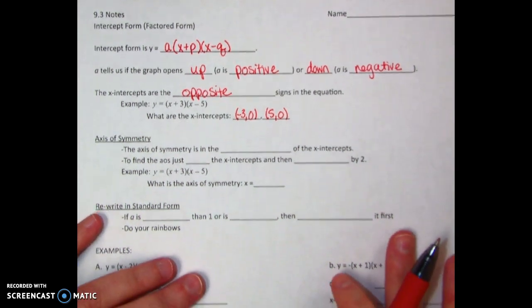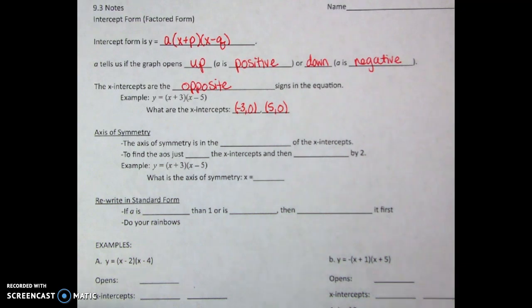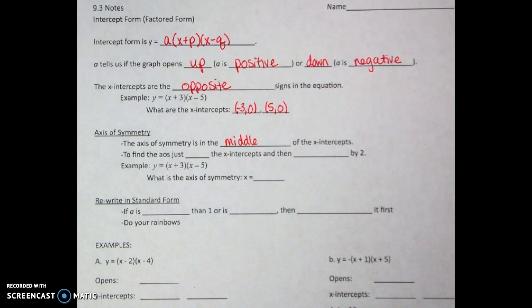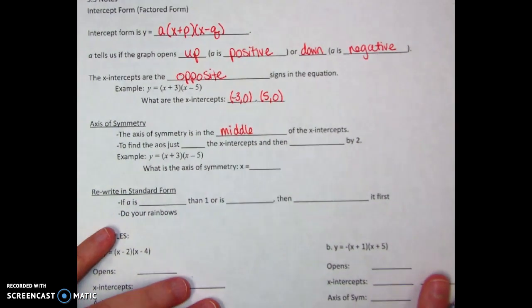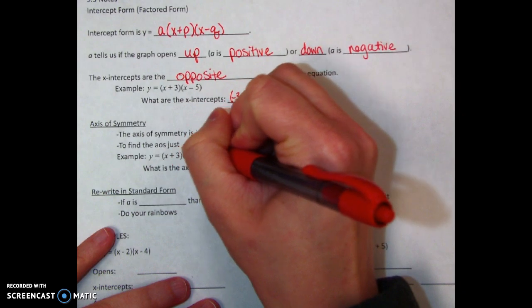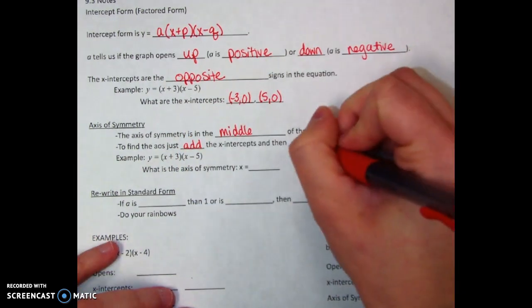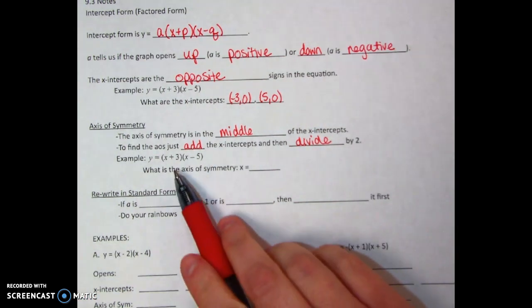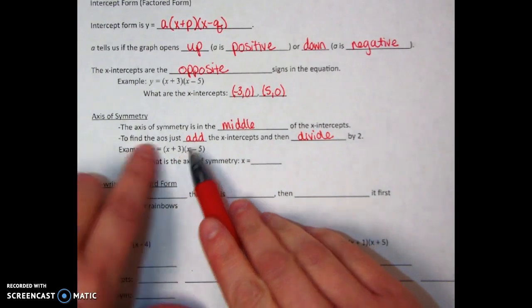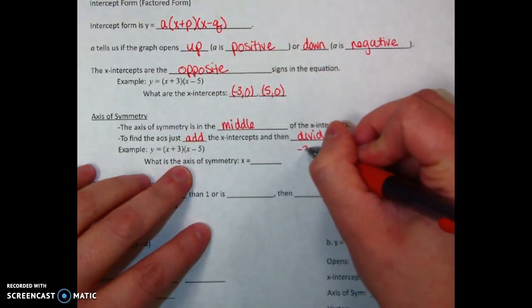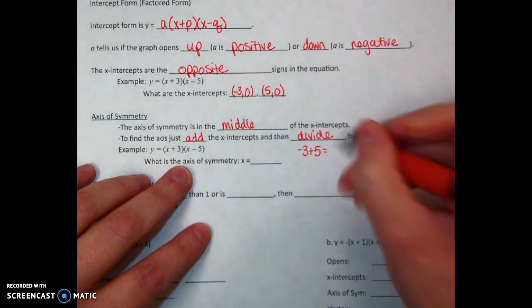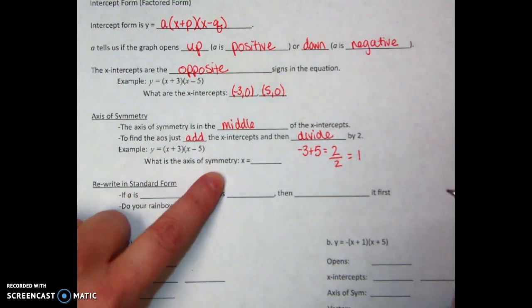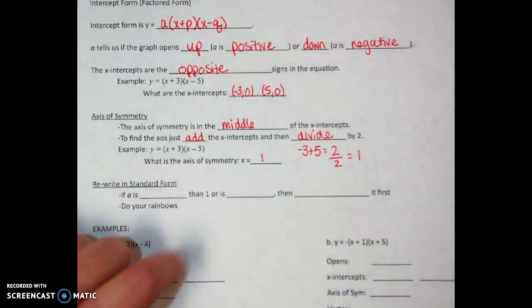And for axis of symmetry, the axis of symmetry is in the middle of the x-intercepts. To find the axis of symmetry, just add the x-intercepts and then divide by 2. So in our example from up here, we have the negative 3 and 5. So negative 3 plus 5 is a positive 2. Divide it by 2, and that equals 1. So our axis of symmetry is x equals 1.